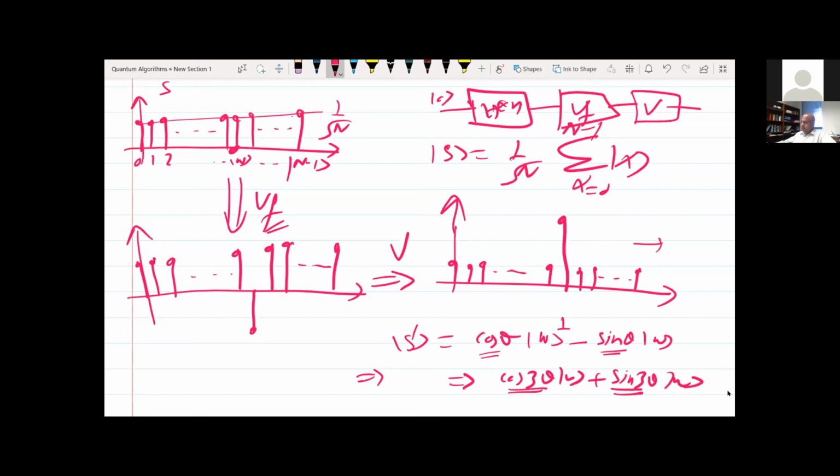And when we repeat the whole process, we made these amplitudes even smaller in the next step, and increased the amplitude of this state even further, so that when we do the measurement in the last step, we actually are able to find this state W with a higher probability than other states.